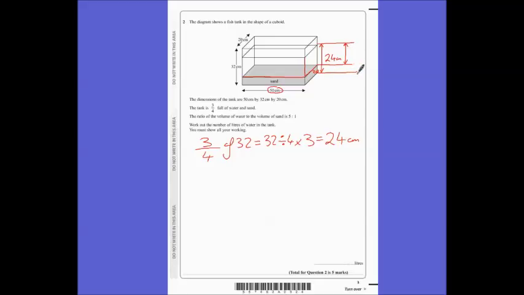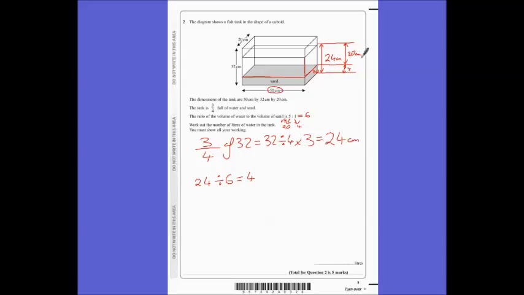It's split in the ratio of 5 to 1. So 5 to 1 is 6 parts. So we need to do 24 divided by 6, which is 4. So the water will be times by 5 lots of 4, which is 20, and the sand will be 1 lot of 4, which is 4. So this distance here will be 4, and this distance here will be 20.